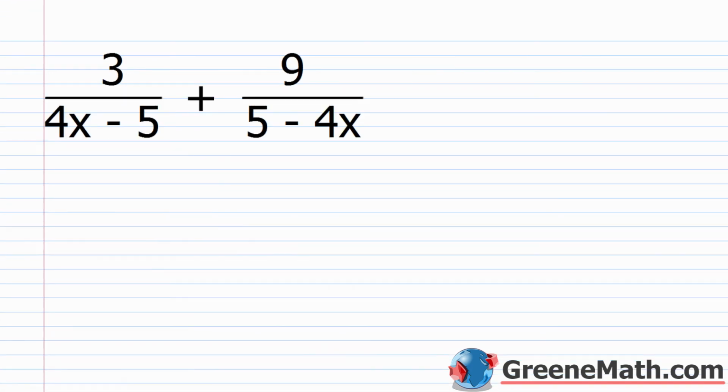All right, so let's look at one where the denominators are opposites. So we have 3 over 4x minus 5 plus 9 over 5 minus 4x. So remember, we talked about this before. If I see the same terms, but they have different signs, in other words, I could rearrange this and I could write this as negative 4x plus 5 if I want to. So I have the same terms.